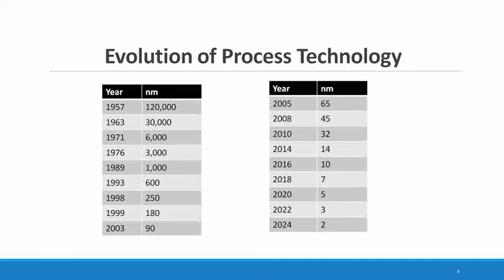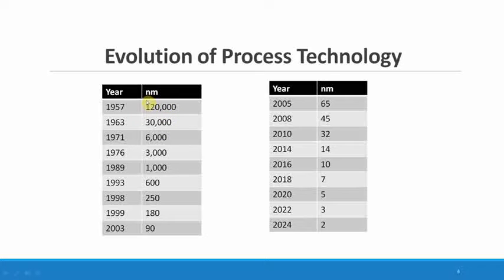Here I am showing the evolution of process technology. As we know, the electronics industry started around the 1950s. At that time, in the year 1957, the first transistor was introduced, which had a gate length of 120 micrometers. I am showing the nanometer scale here: it's 120,000 nanometers, which equals 120 micrometers. So the transistor built in 1957 was 120 micrometers.